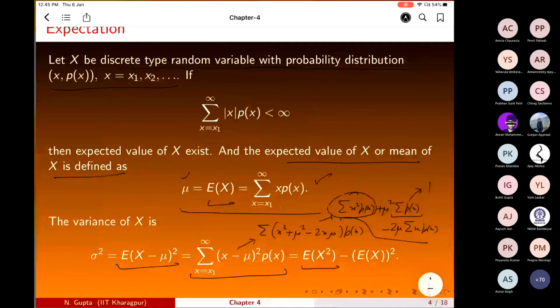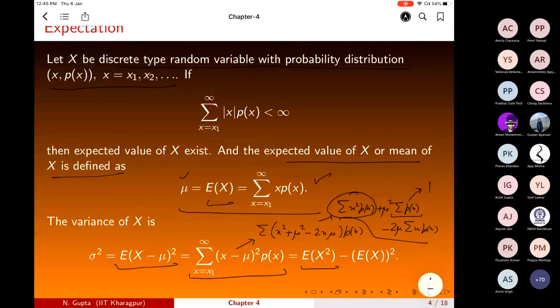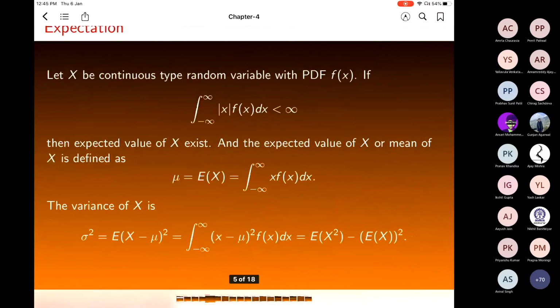Okay, so this summation x px is nothing but the expected value of X, or mu. So this is the expected value of X square, plus mu square minus 2 mu square, which means only minus mu square. Mu square is the expected value of X whole square. So this is the variance basically. Okay, so this is the mean and the variance.